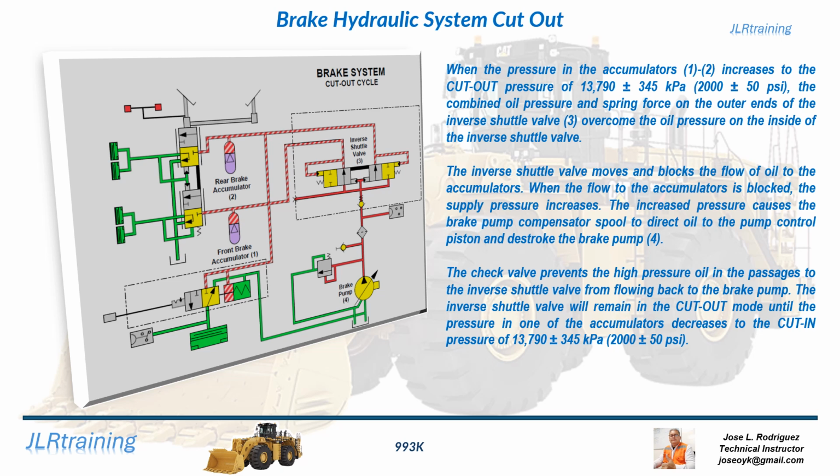When the flow to the accumulators is blocked, the supply pressure increases. The increased pressure causes the brake pump compensator spool to direct oil to the pump control piston and destroke the brake pump. 4. The check valve prevents the high-pressure oil in the passages to the inverse shuttle valve from flowing back to the brake pump. The inverse shuttle valve will remain in the cut-out mode until the pressure in one of the accumulators decreases to the cut-in pressure of 13,790 ± 345 kilopascals, 2,000 ± 50 psi.